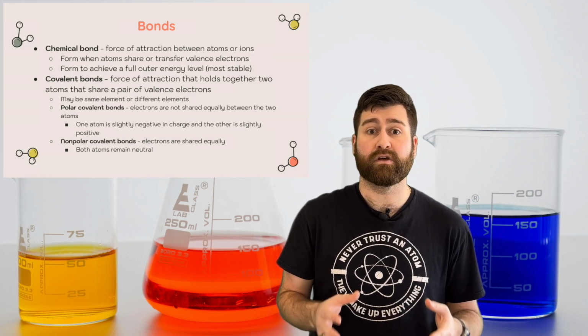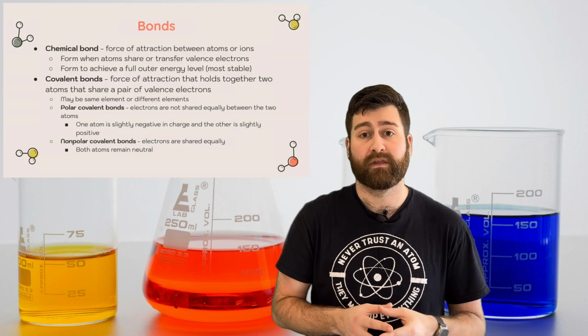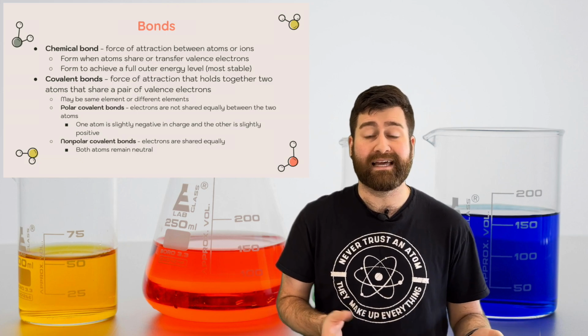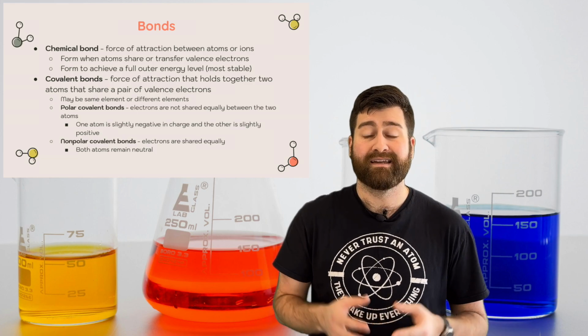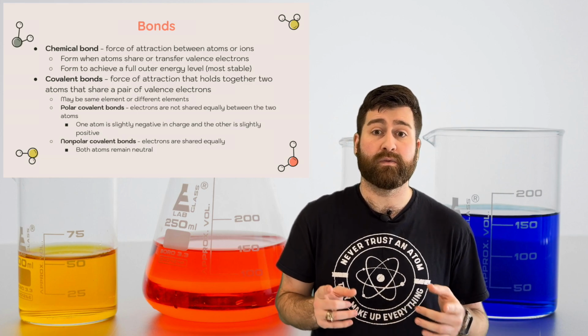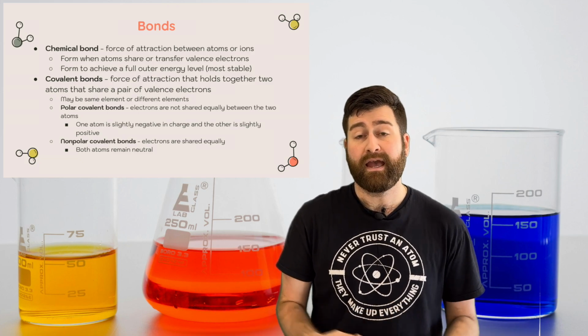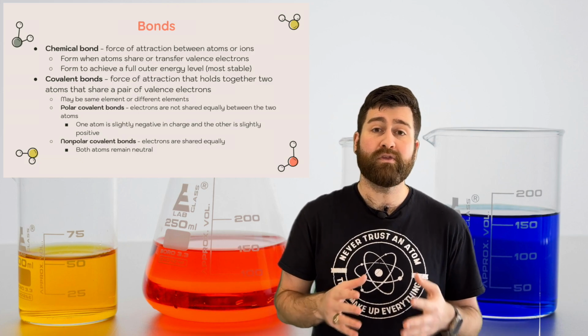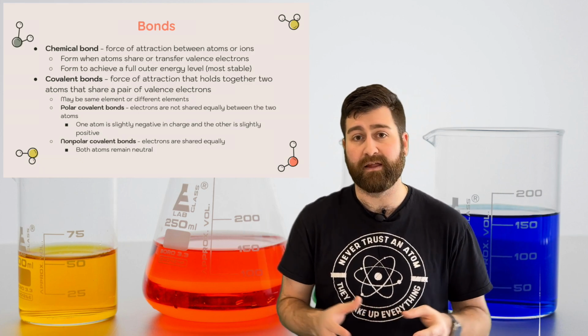Polar covalent bonds occur when electrons are not shared equally between the elements. This leads to one atom being slightly negative in charge, while the other is slightly positive in charge. Nonpolar covalent bonds occur when electrons are shared equally, however, which is opposite of the polar. And because of the equal sharing, both atoms remain neutral in charge. Well, that's enough about covalent bonds.